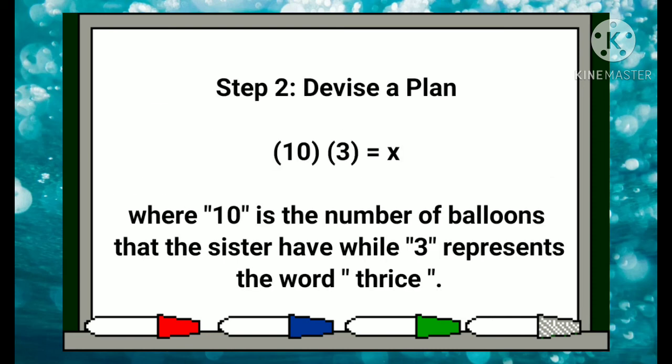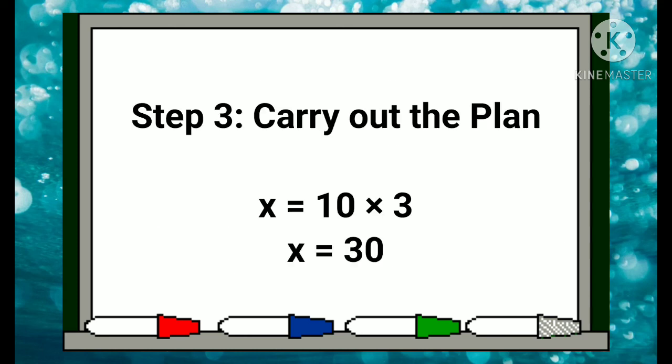Step 2, devise a plan. So, 10 multiplied by 3 is equal to x, where 10 is the number of balloons that the sister has, while 3 represents the word thrice. Step 3, carry out the plan. x is equal to 10 times 3, then we will get an answer of 30.